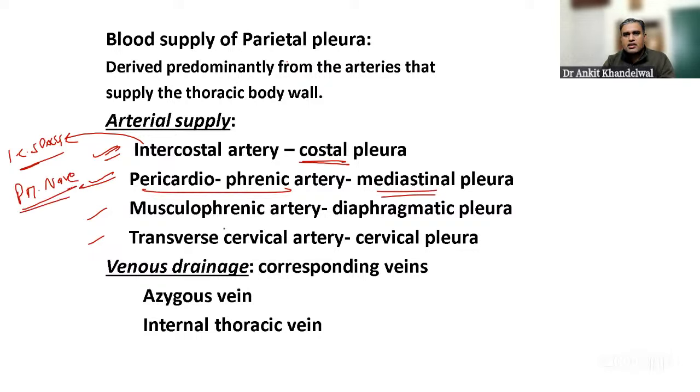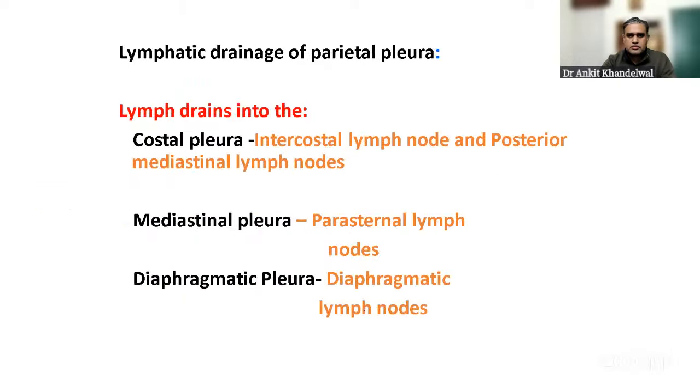The pericardiophrenic artery and the musculophrenic artery both run along with the phrenic nerve. So when the nerve supply comes from the phrenic nerve, the artery supply comes from there. Above, if you talk of this, then you have the cervical artery, because it is close to the cervical region. Venous drainage goes to these couple of veins over here.